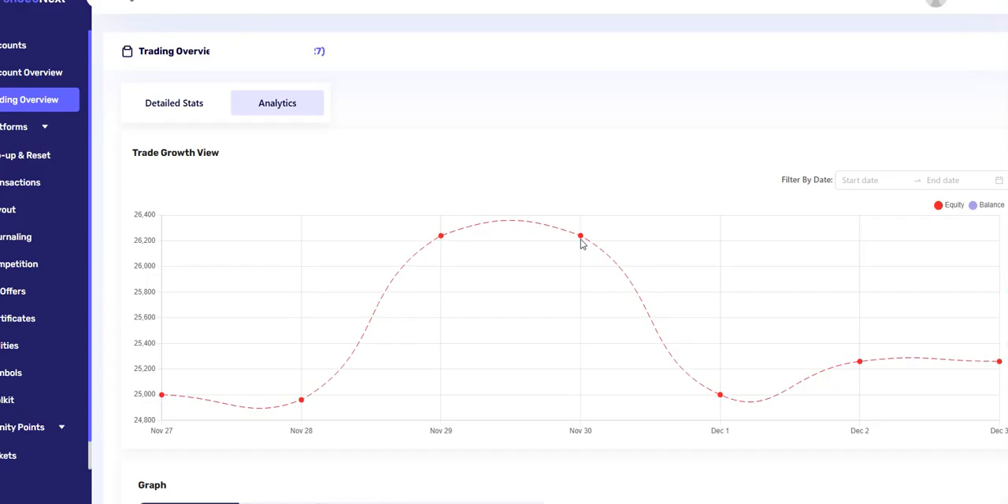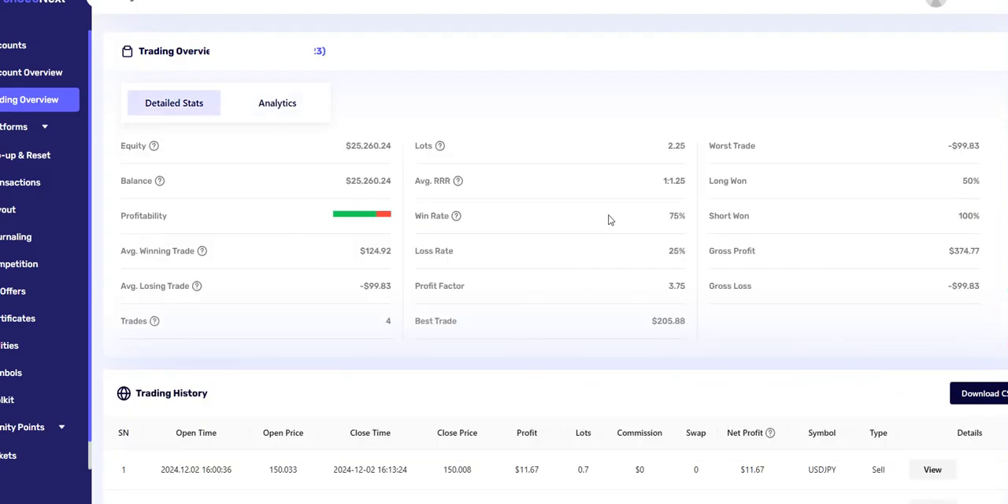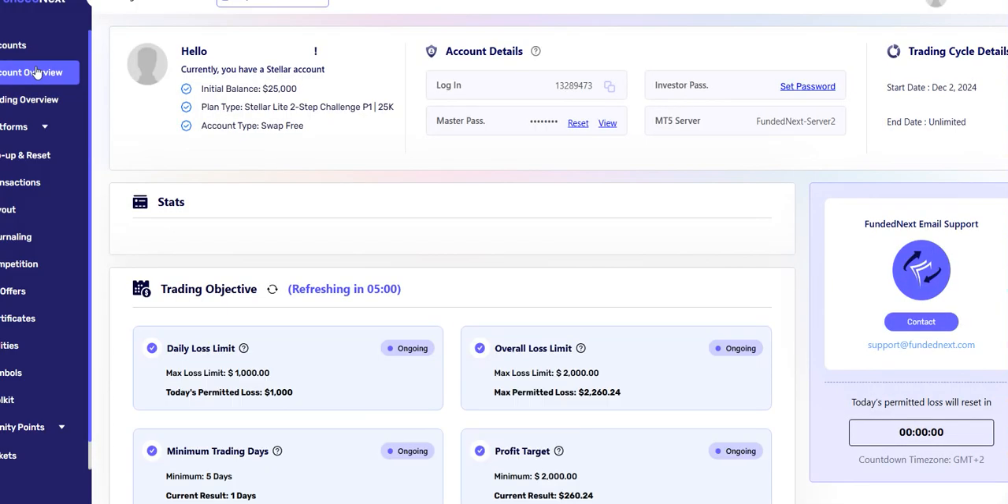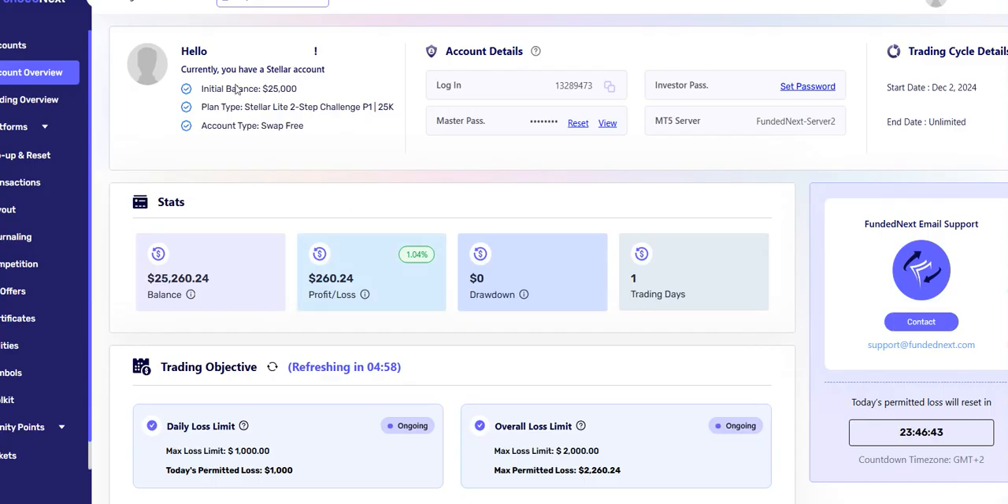No idea what this is. Okay, I need to fix this again. I'm sure. Refresh this. What's going on? Right, so let's go back. Here we go. Right, let's dive into the trades.